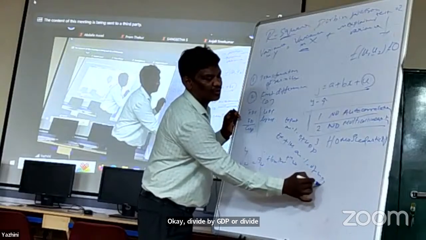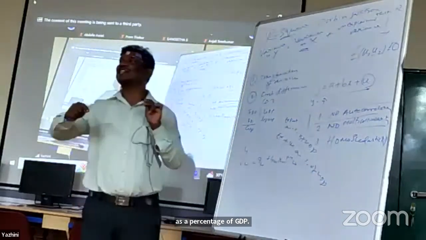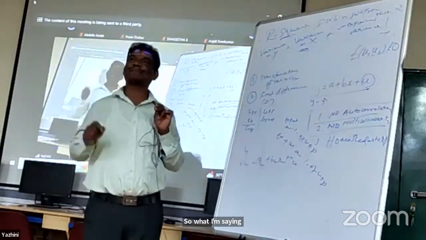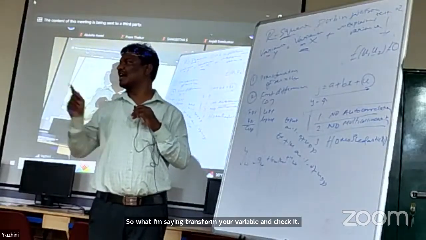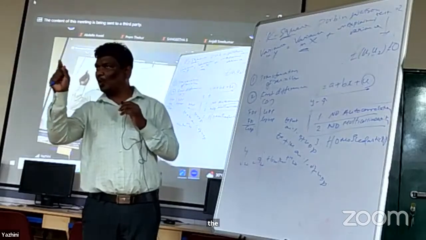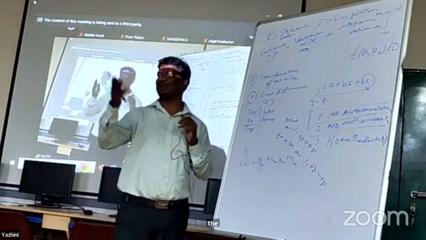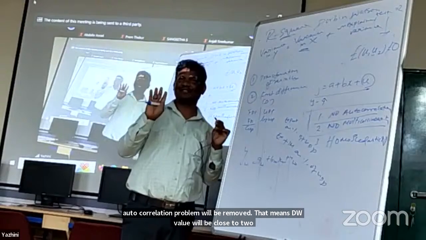So what I'm saying, transform your variable and check it. The autocorrelation problem will be removed, that means the DW value will be close to 2. So this is an experimentation, trial and error. There's no guarantee.